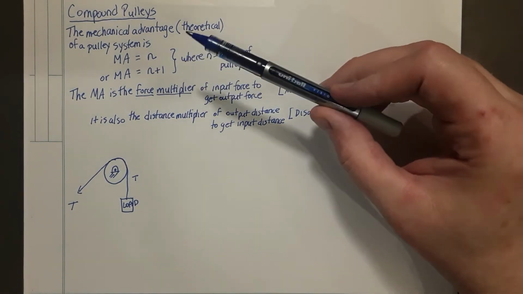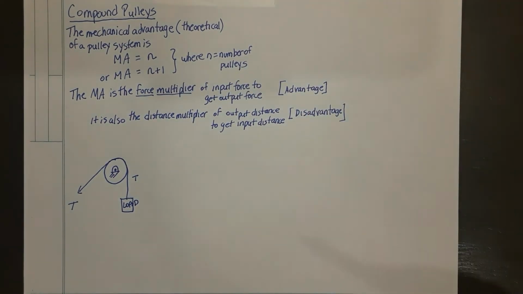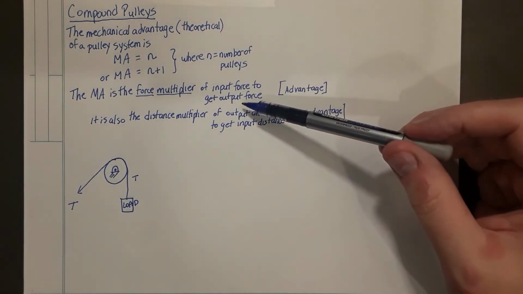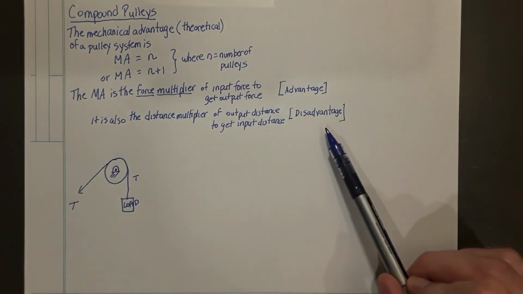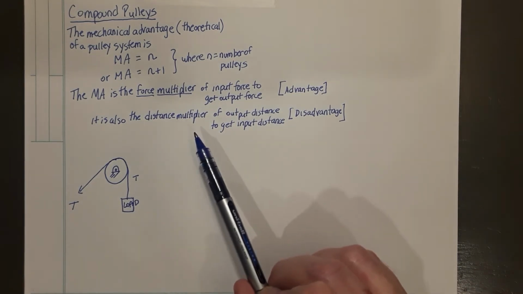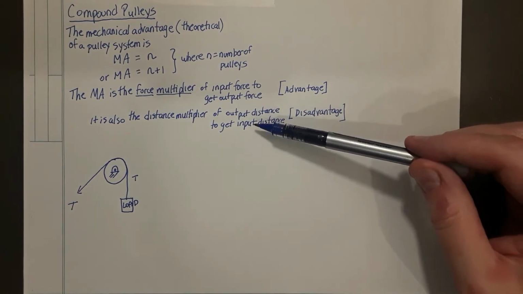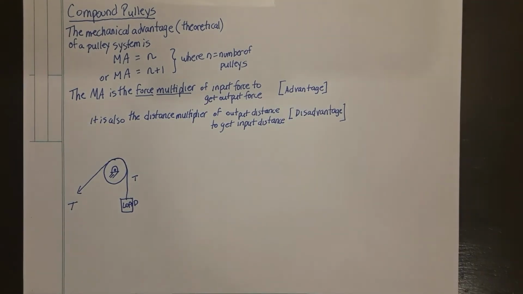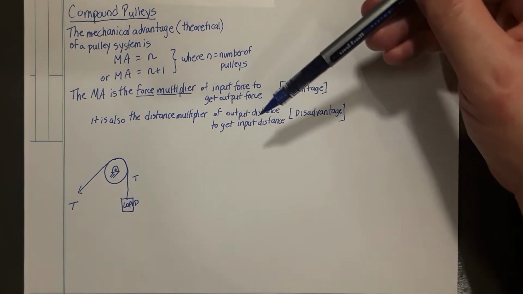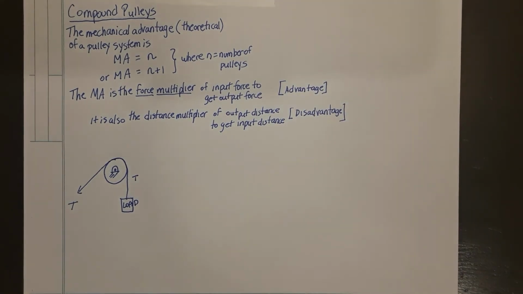And so the mechanical advantage, remember, is the force multiplier. It is the advantage of the system where you multiply that number by the input force to get the output force. There's also a disadvantage with every pulley system. You have a distance multiplier that is the same as the mechanical advantage, of output distance to get the input distance. So let's say your mechanical advantage is 4: you get 4 times the force output, but you have to put in 4 times the distance input in order to maintain conservation of energy.